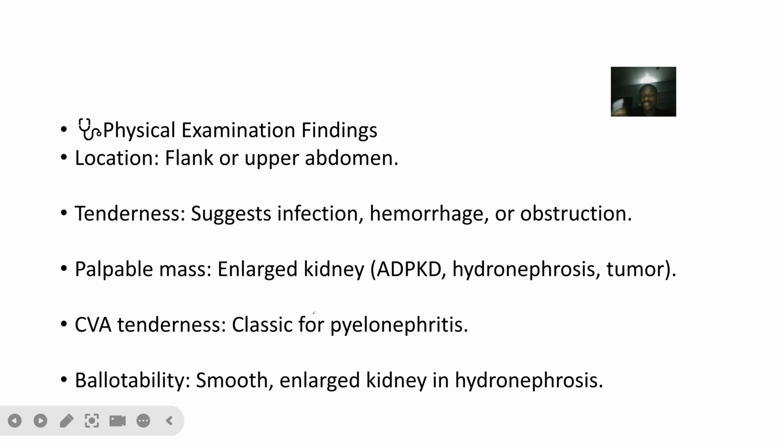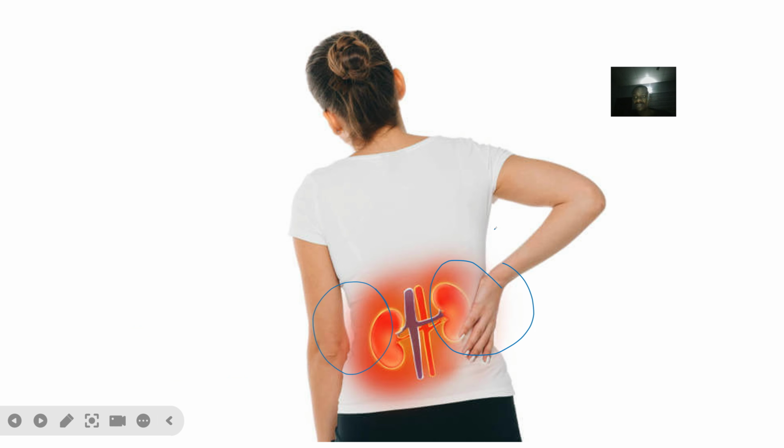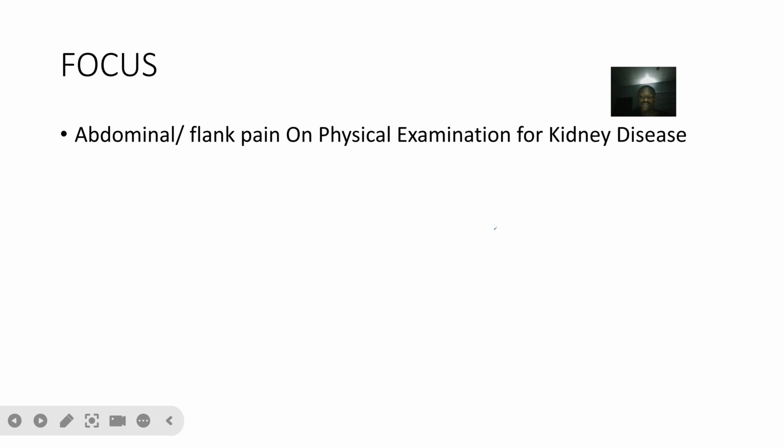So if there's so much tenderness, you're suspecting that maybe there's infection, hemorrhage, or obstruction. The palpable mass, okay. Then ballotability: if your kidney is smooth, enlarged, okay, you can ballot the kidneys. Of course, you know that there's a swelling, okay, and definitely that's deviating from the normal size of the kidneys.